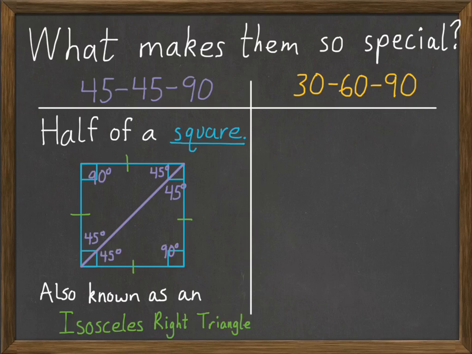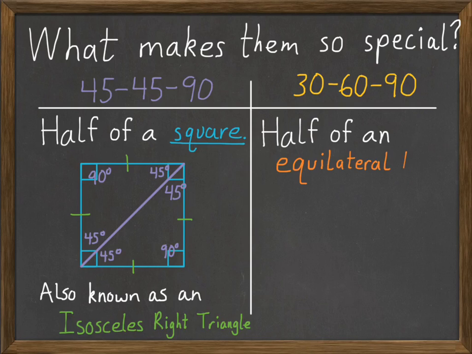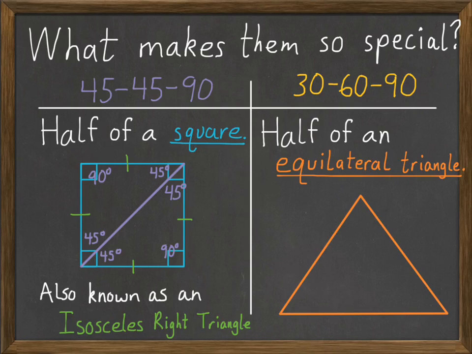Okay, so what about a 30, 60, 90 triangle? Well, that is half of an equilateral triangle. Equilateral meaning all three sides of the triangle are congruent. Because all three sides are congruent, each of the angles are also congruent, so each angle is 60 degrees. If I cut one of those 60-degree angles in half by drawing an altitude, I would get 30 and 30.